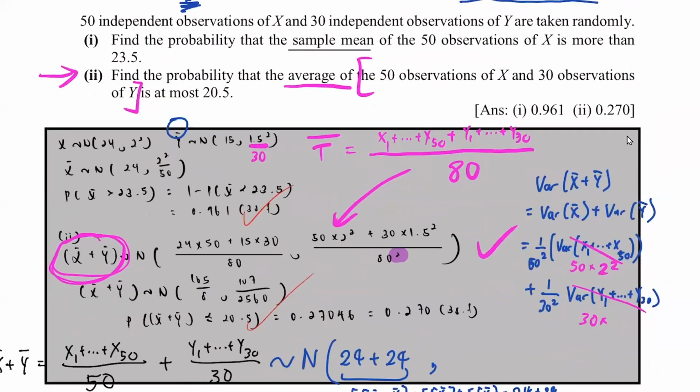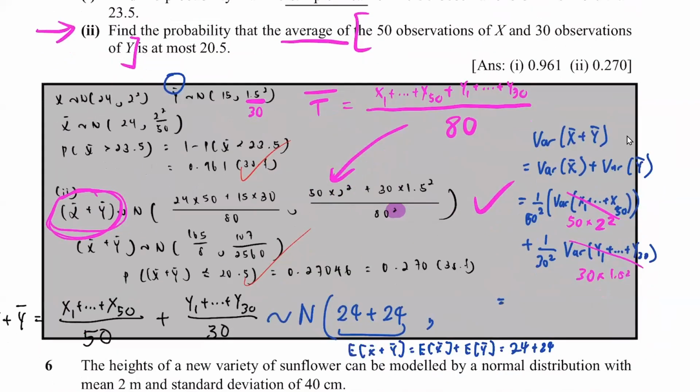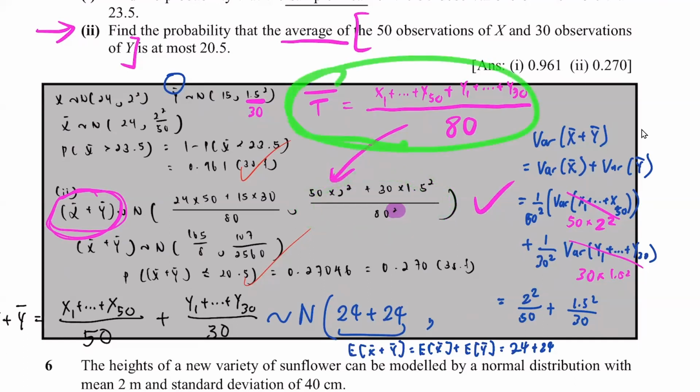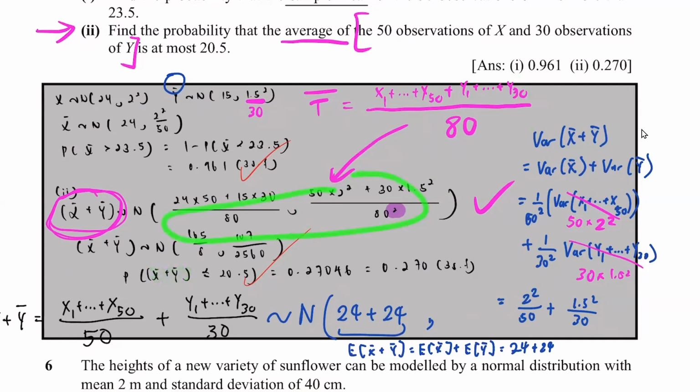This simplifies down to 50 times 2 square over 50 square. The 50 cancels away, and you're left with 2 square over 50, plus 1 over 30 square times 30 times 1.5 square. The 30 cancels away, and you're left with 1.5 square over 30. That is the variance of x bar plus y bar. Very different from what you have here. So you should be defining a new random variable like this. Otherwise, your working is fine. Wrong random variable written, but correct calculation. Okay, you got the right idea.